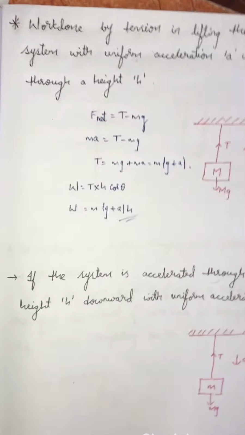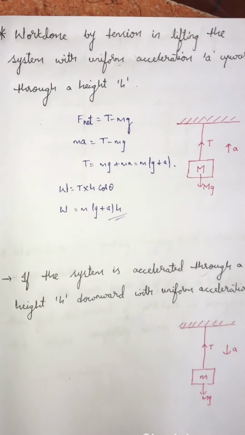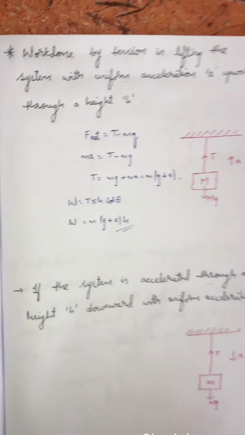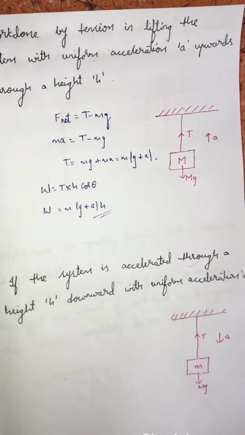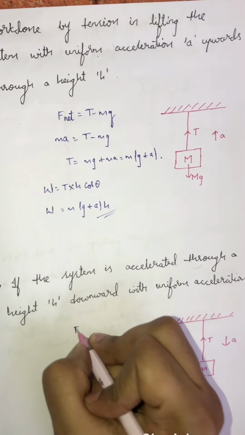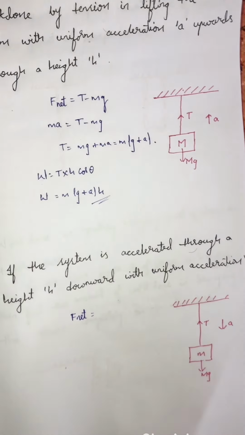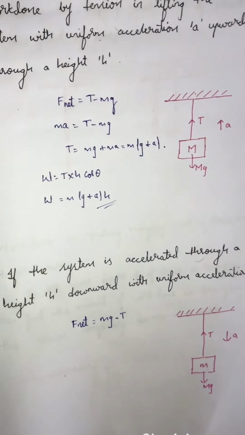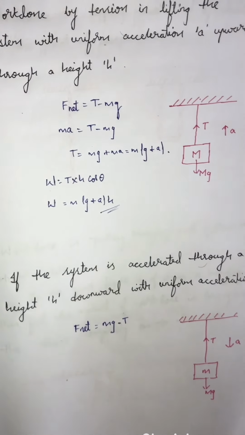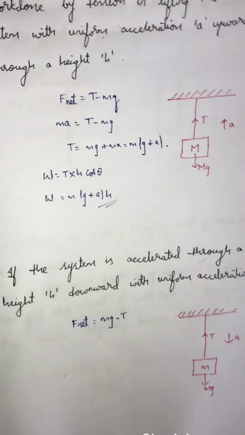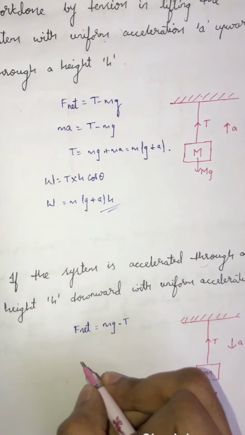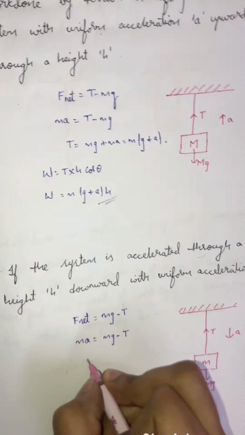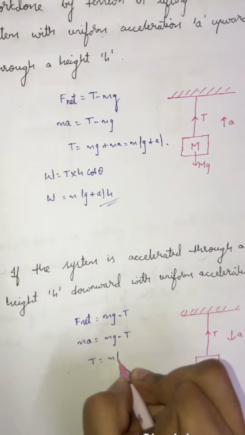Here if the acceleration is made downward, then work done will be equal to... here F net will be equal to mg minus T, as the acceleration is downward, so the value of mg will be greater than the value of tension. So F net, which is ma, is equal to mg minus T, then the value of tension will be m times (g minus a).